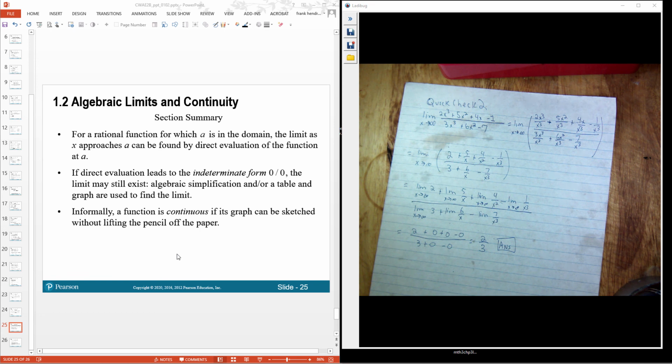For a rational function for which a is in the domain, the limit as x approaches a is f of a. If direct evaluation leads to an indeterminate form, the limit may still exist. Algebraic simplification or a table or graph may be used to find it. Informally, a function is continuous if its graph can be sketched without lifting off the paper.